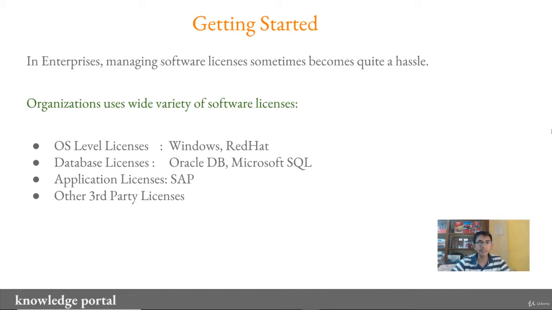Now, typically speaking about licenses, they can be associated with various levels. Like you can have an operating system level license like Windows, Red Hat. You have a database level license like Oracle DB. You have Microsoft SQL for that. You can have application level licenses like SAP or even various third-party licenses.